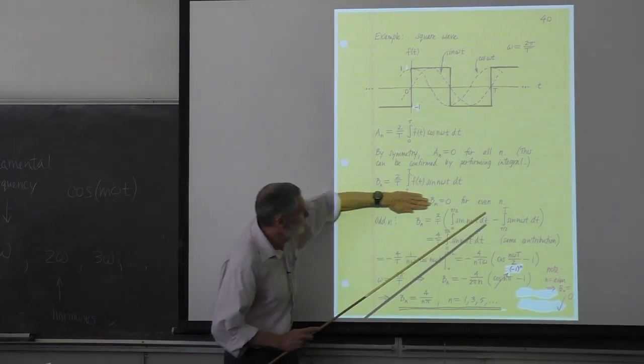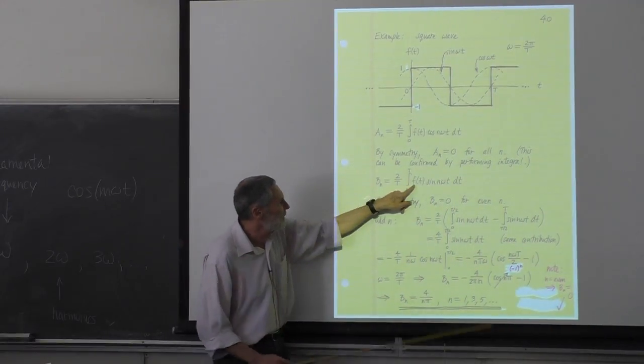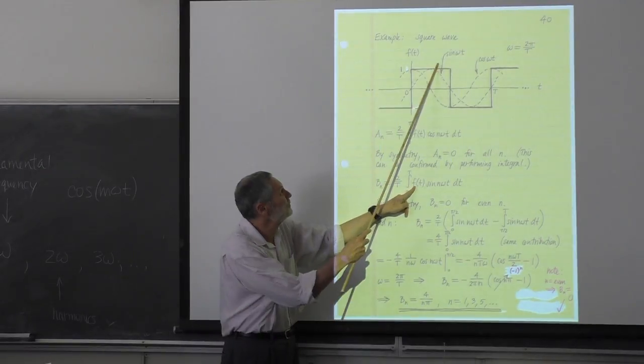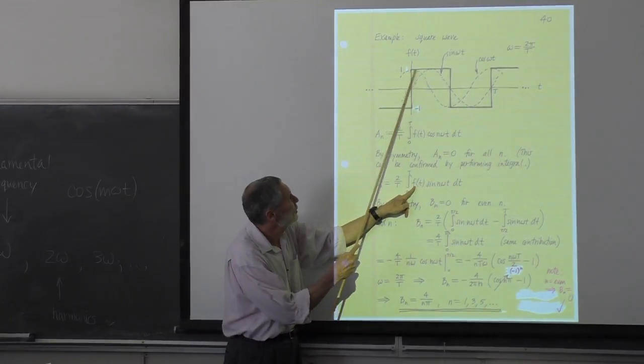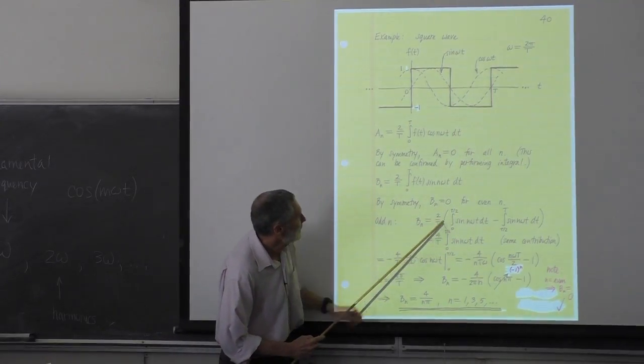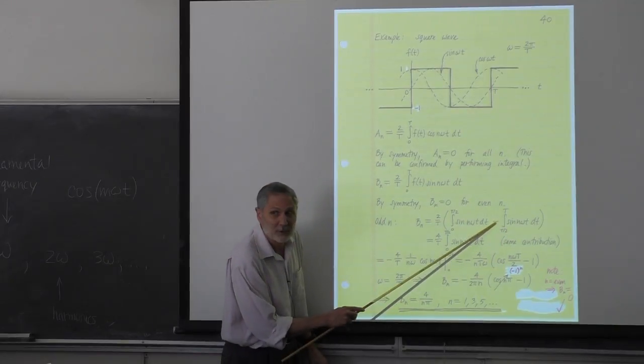So we don't need to assume this here. Here's what the formula tells us. Now, what's our f of t? It's actually really easy. It just toggles between 1 and minus 1. So it's 1 over half a period, and over the other half a period, it's minus 1.